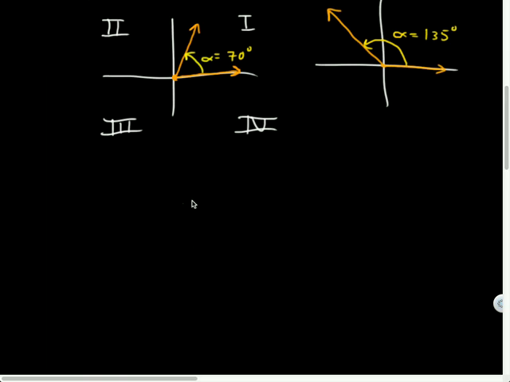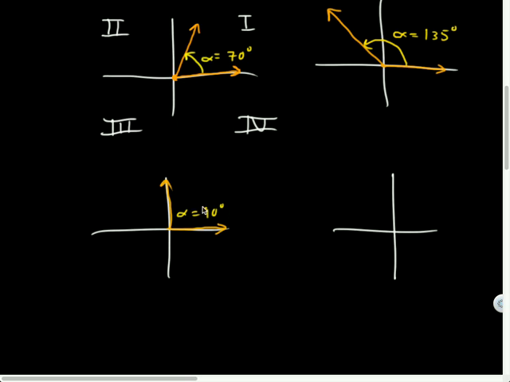It's also possible to have angles land right on our quadrant lines. So what angle do you think that would be? 90. Yeah, alpha would be 90 degrees. And if it lands exactly on an axis, by the way, it is called a quadrantal angle. Quadrantal.